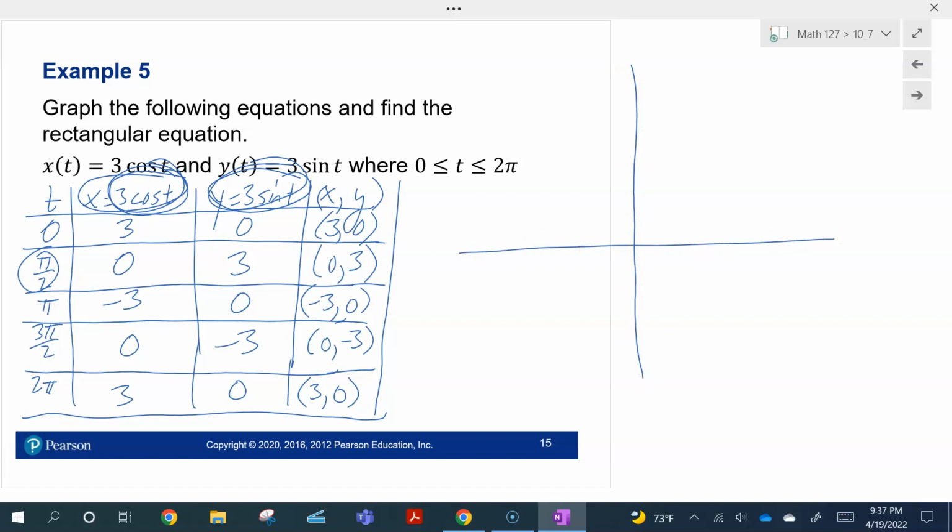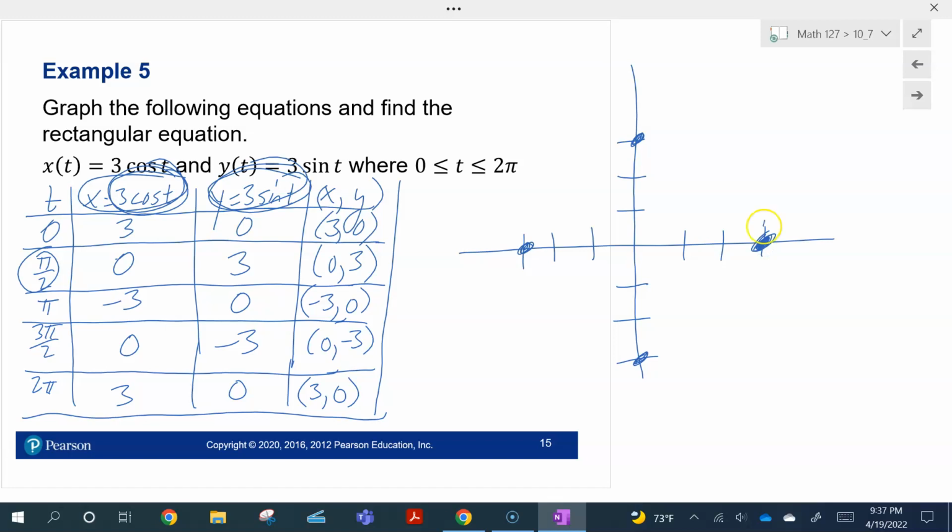So we're starting out when t is 0, which spits out an (x, y) of (3, 0). So it starts out right there. And then it goes to (0, 3). Then it goes to (negative 3, 0). And then it goes to (0, negative 3). Then it goes back to (3, 0).